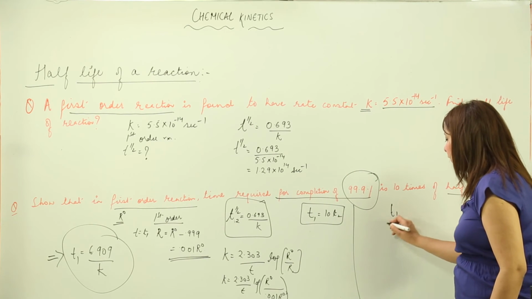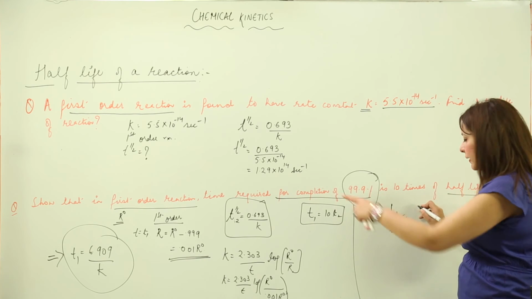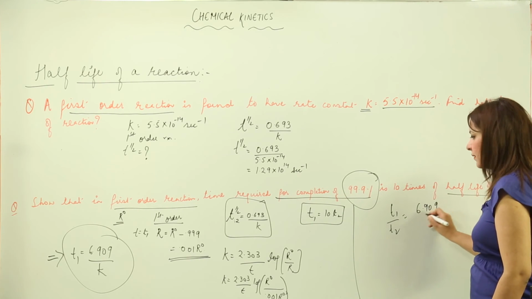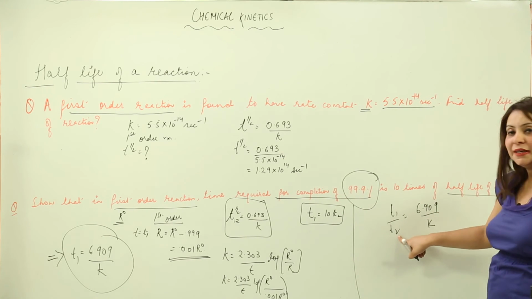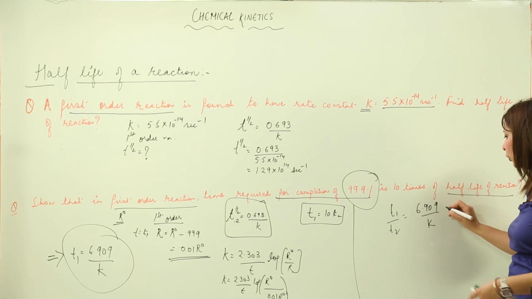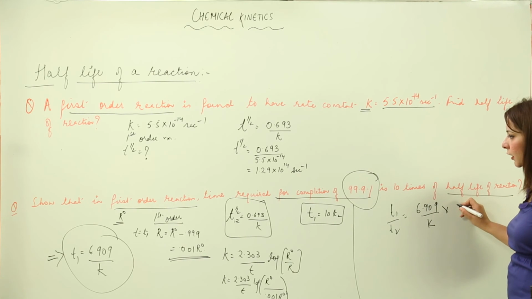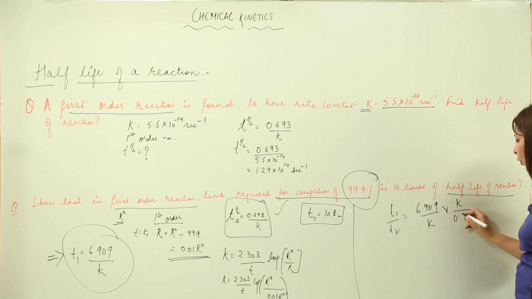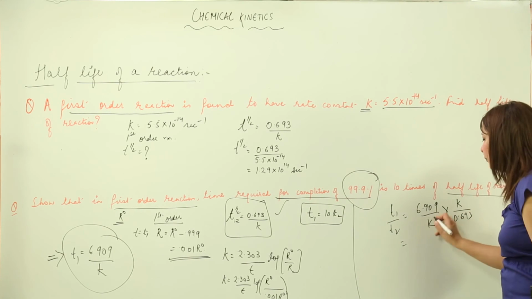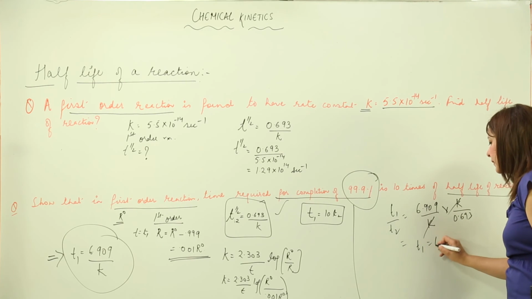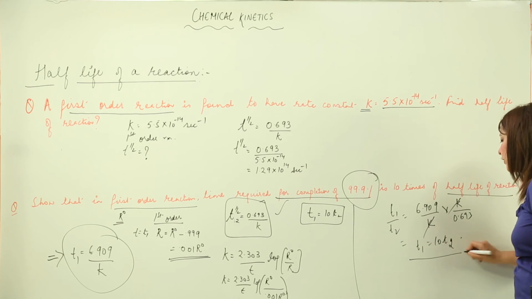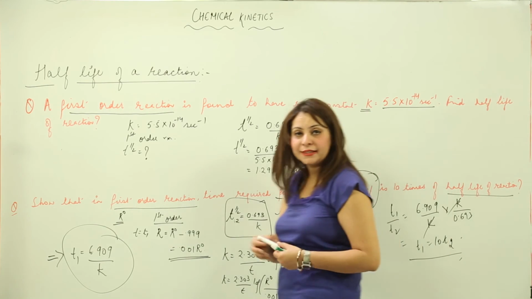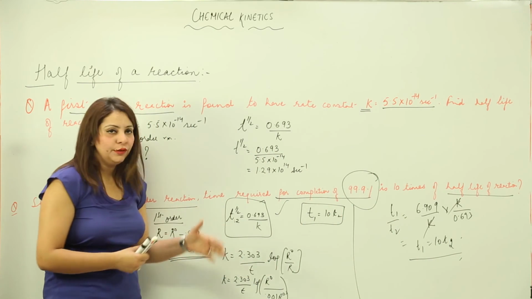So we have T1 upon T2, that is 6.909 divided by K divided by T2. I'm just going to reciprocate it. So it is K upon 0.693, because this is our T2. This comes out to be that T1 is 10 times T2. So this is how you're going to prove it. I think it's clear. Just look at the board again to see how we did it.